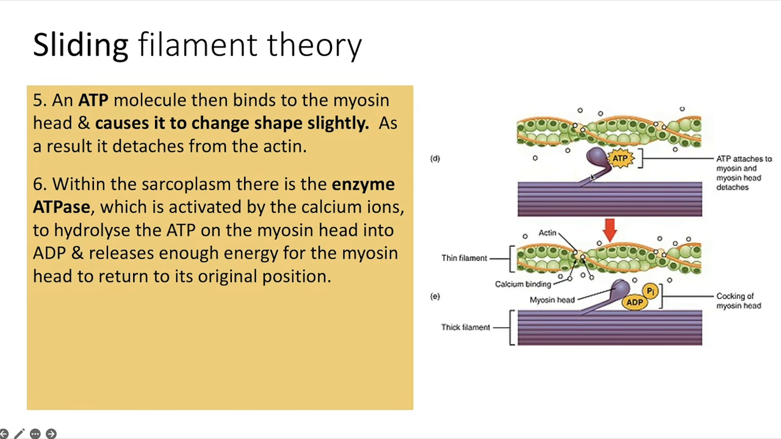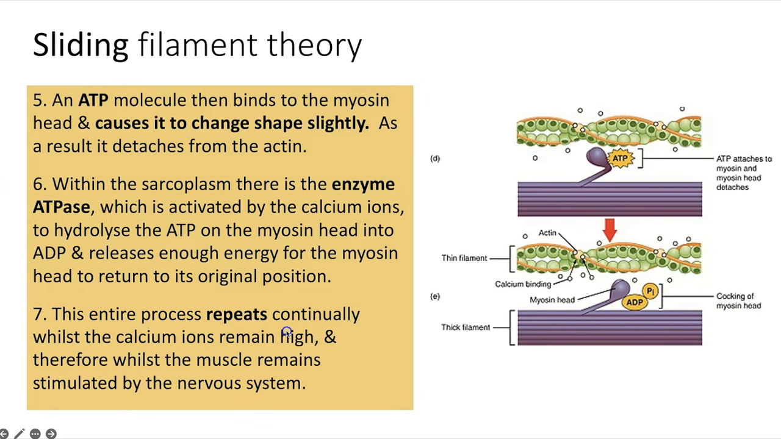Within the sarcoplasm there is an enzyme, ATPase, which is activated by the calcium ions to hydrolyze that ATP on the myosin head into ADP and Pi, and that releases enough energy to cause the myosin head to return back to its original position, which is known as recocking. So cocking of the myosin head is the movement of it back to its original position. And as long as the calcium ions are still present, holding that tropomyosin out of the way, that whole process can continuously repeat, and that will slide the actin closer and closer together until you have a full muscle contraction.